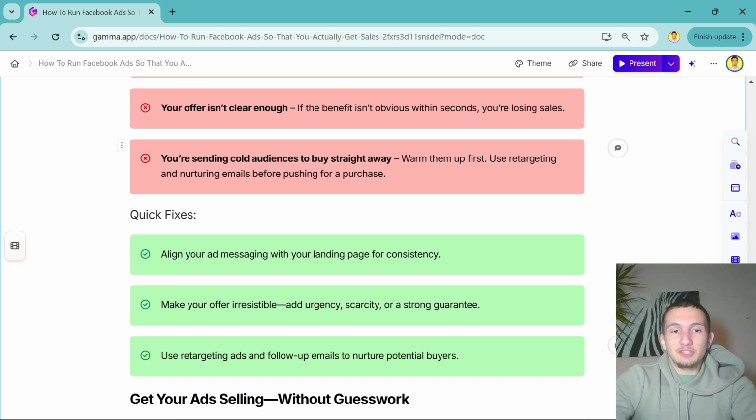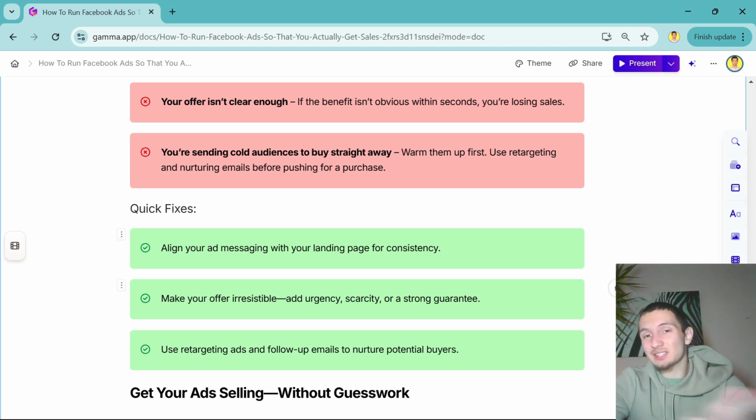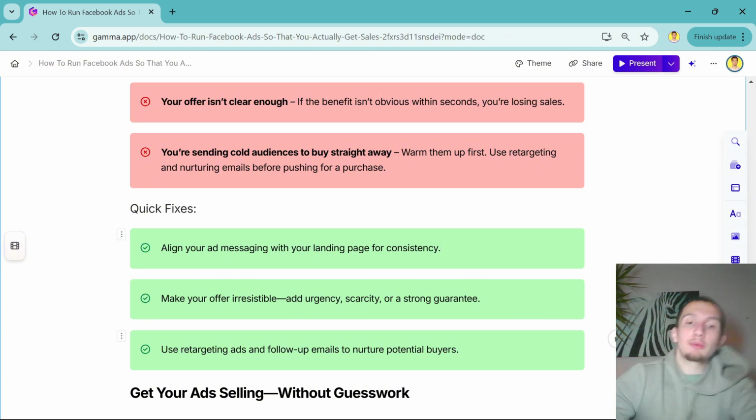So the quick fixes for this, like I just said: align your ad messaging with your landing page for consistency and congruency. Make your offer irresistible, so you can add urgency, scarcity, or a strong guarantee. And you need to use retargeting ads and follow-up emails to nurture potential buyers. Another very strong one is SMS marketing, especially if it's done with a blue message. Blue messages just increase trust massively. It's like a 90% trust increase.